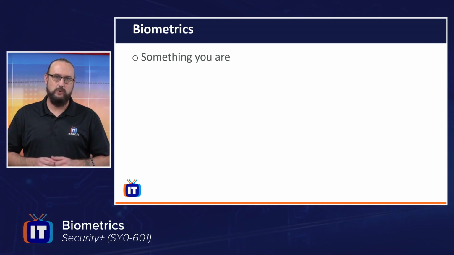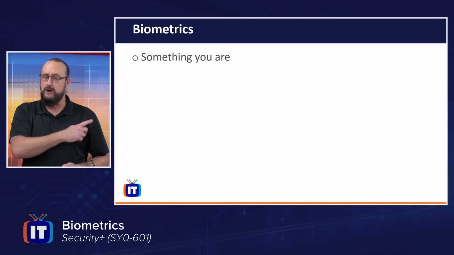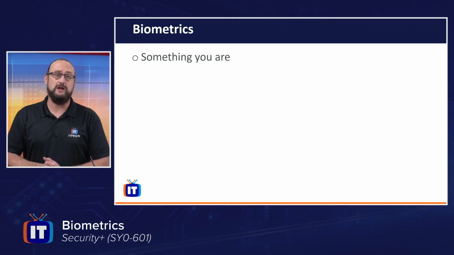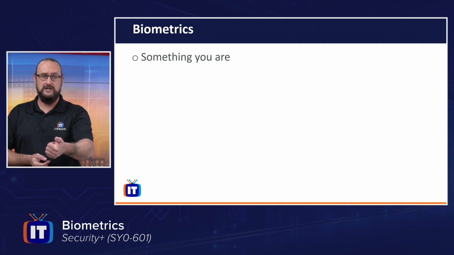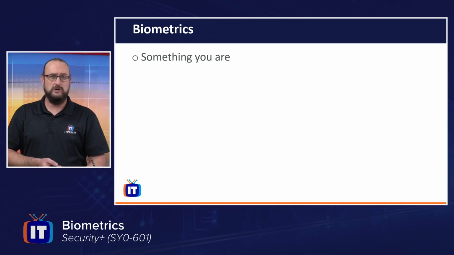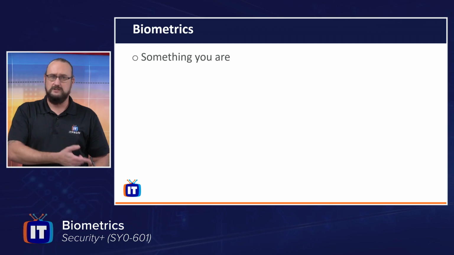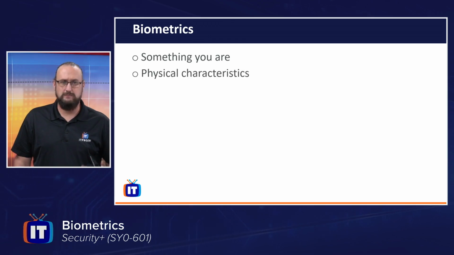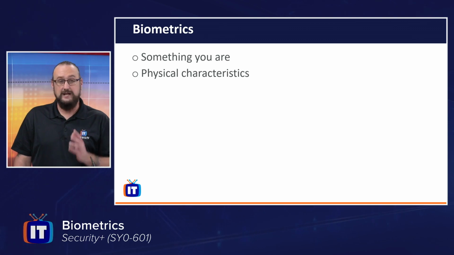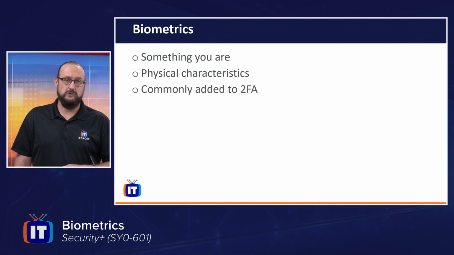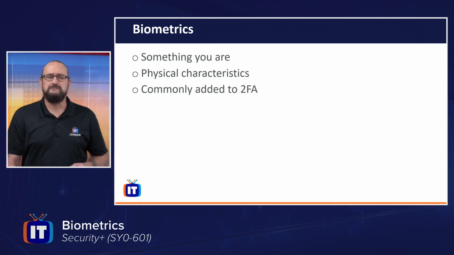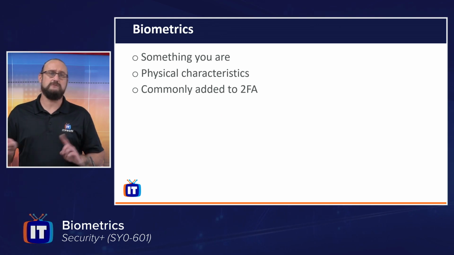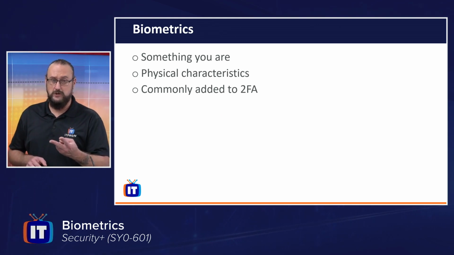All right, and that's important here because you've seen this before, right? When we talk about authentication factors: something you know, a password; something you have, a smart card; and biometrics, some physical characteristic of yourself. That is really what biometrics boils down to. And it's commonly added to multi-factor authentication, or even two-factor, if you will. Just remember that multi-factor authentication is just more than one of those authentication factors. If you have two of those, it's two-factor.